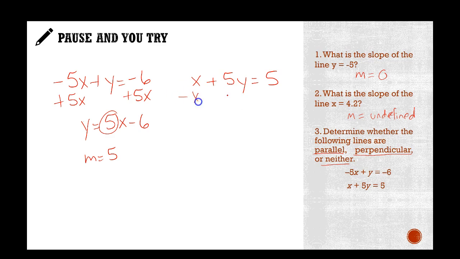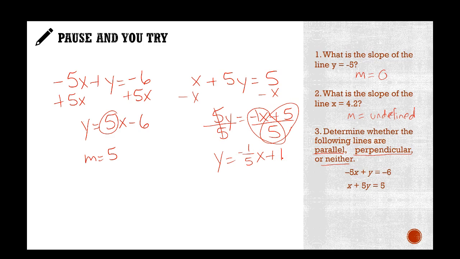This one, I would subtract x. Get 5y equals -x plus 5. Divide by the coefficient of 5. And I get, that would be -1/5 x, and that would be plus 1. So your slope here is -1/5. Okay, so parallel is the same. Well, that clearly is out. Perpendicular is opposite reciprocals. Are they opposites? Yes, they are. Are they reciprocals? Yes, they are. So then that would be perpendicular.